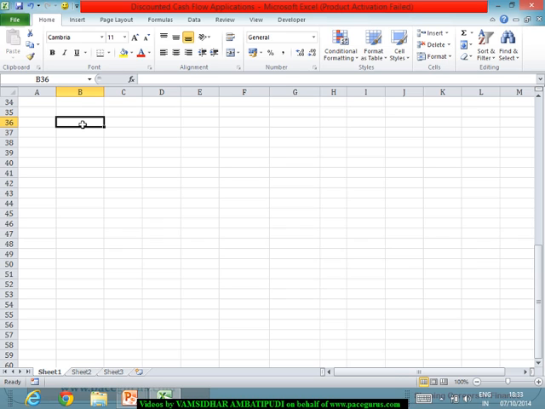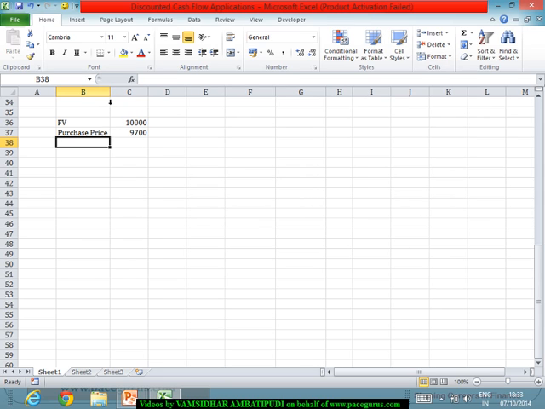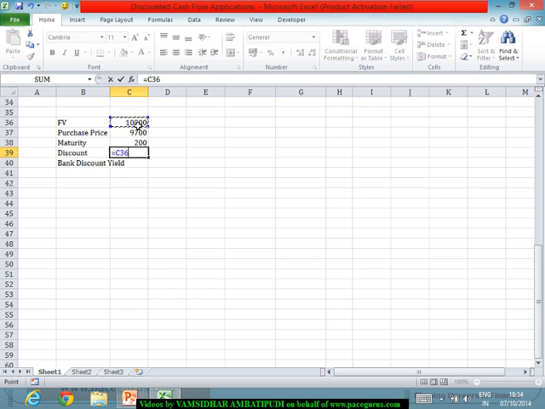So I am talking about the face value which would be paid on maturity. Let's say 10,000 bucks. The current purchase price for the same is, let's say, 9,700 bucks, and the time to maturity, let's say, is 200 days. And let's say I am going with the bank discount yield mechanism. The first thing I need to compute is the discount, which I take with respect to the face value. In this case I am getting a discount of 300.